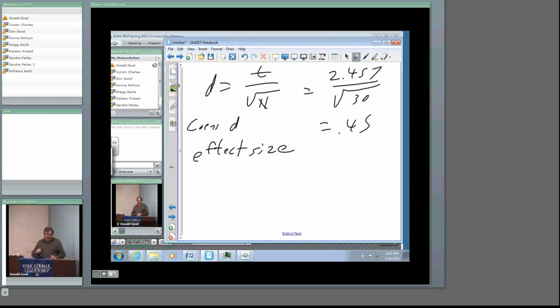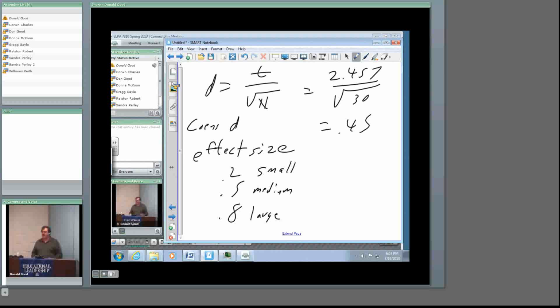0.45. Now, here's what effect size means. Effect size is essentially a small, medium, or large classification. It's kind of like the size of French fries you get. You want small, medium, or large. Our rule of thumb values are 0.2, 0.5, and 0.8: small, medium, large effect size. Okay, that's what effect size means.